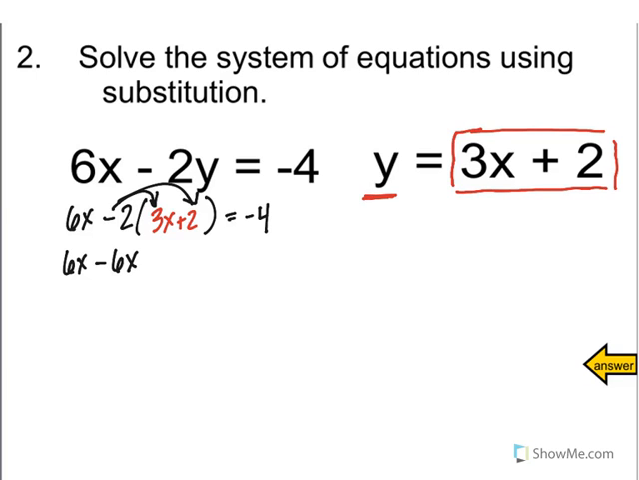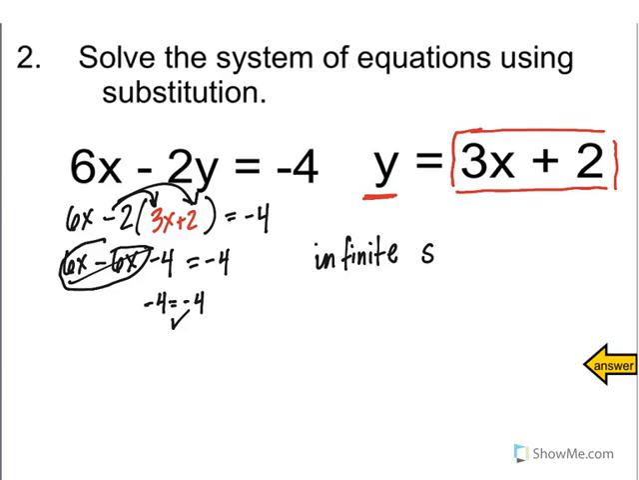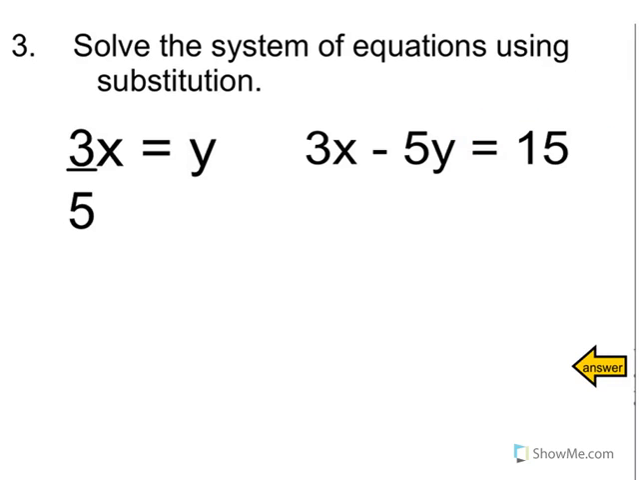So negative 2 times positive 2 is negative 4, is equal to negative 4. What happens here is that these get canceled out. 6x minus 6x goes away. We're left with negative 4 is equal to negative 4, which is a true statement. So this tells me that I have infinite solutions. Anytime the variables get eliminated and what I'm left with is a true statement, that tells me that I have infinite solutions.